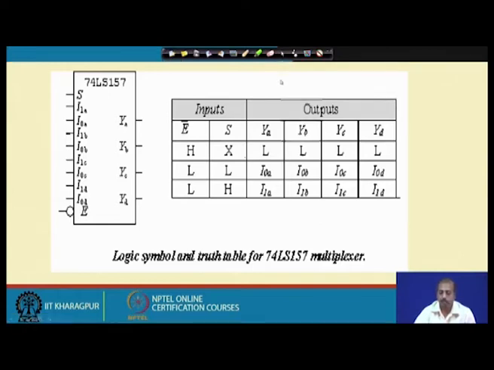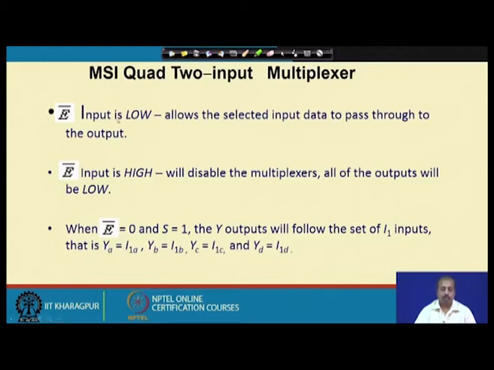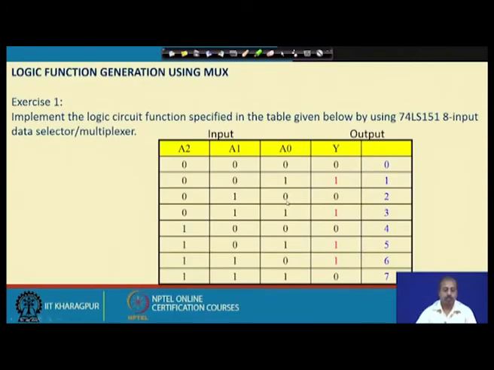Now, when the E bar input is low, it allows the selected input data to pass through to the output, and when the E bar input is high, it will disable all the multiplexers and all outputs will be low. When E bar equal to 0 and S equal to 1, the Y outputs will follow the set of I1 inputs, where YA equals I1A, YB equals I1B, etc. Similarly, when S equals 0, it will be following the 0 input. In that case YA will be I0A, YB will be I0B, like that. So, that is the standard multiplexer.